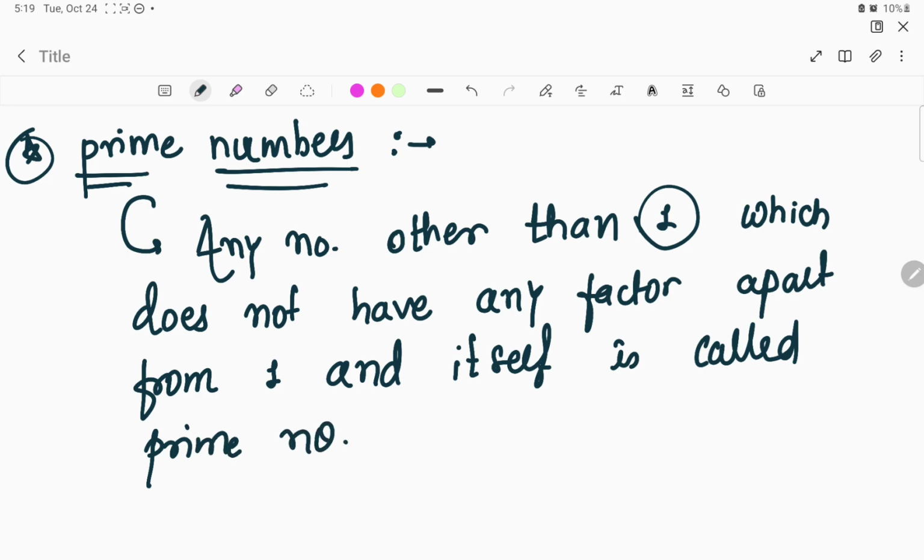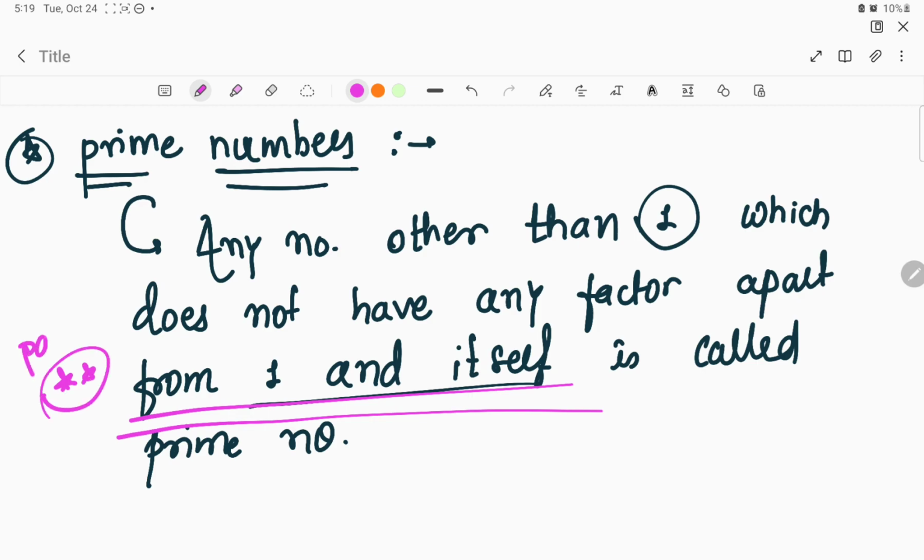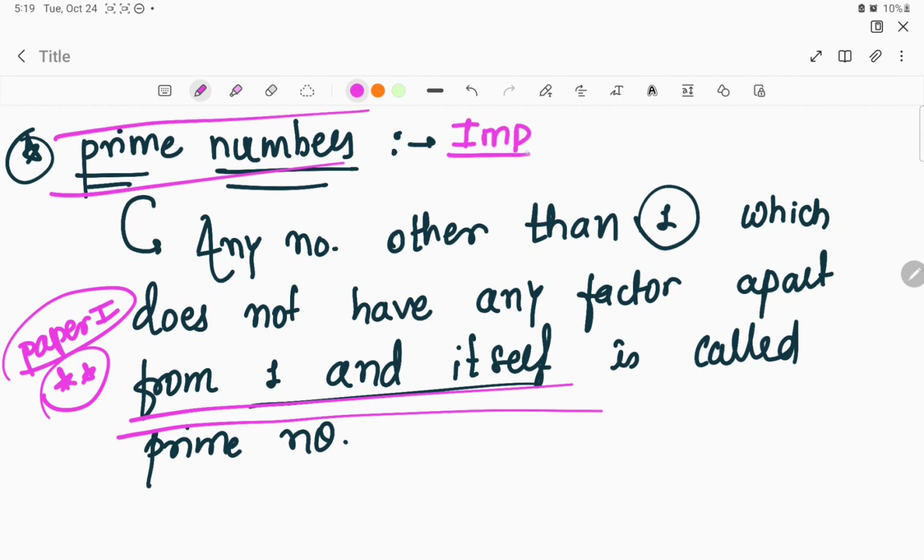I'll explain what it is talking about. Any number other than 1 which does not have any factor apart from 1 and itself. This line is very much important. Apart from 1 and itself. On this particular statement, lots of questions will be asked in your paper 1. This concept is going to be very important because questions can be directly asked in your examination based upon this.